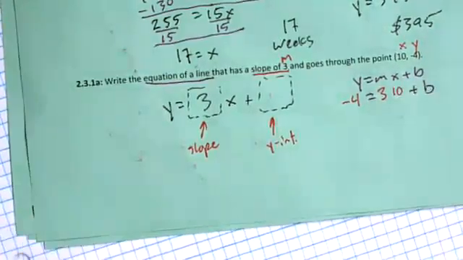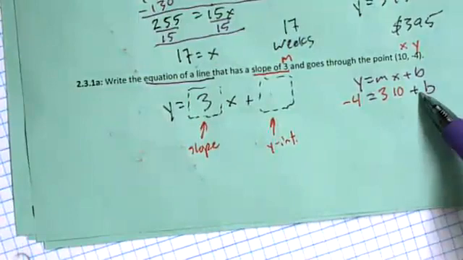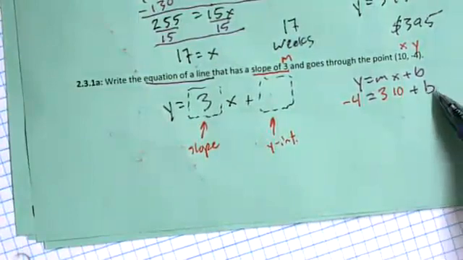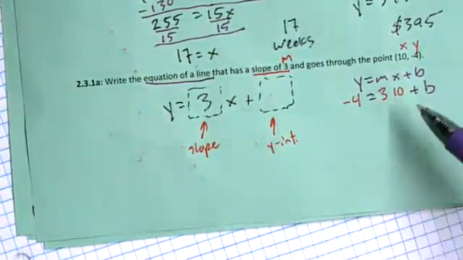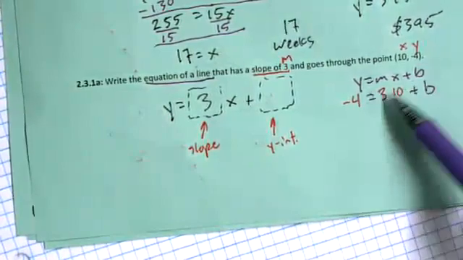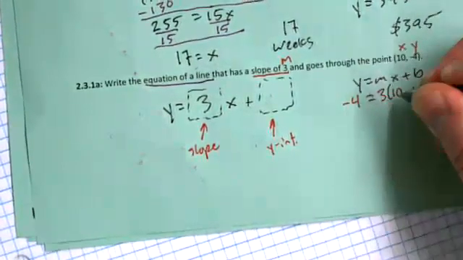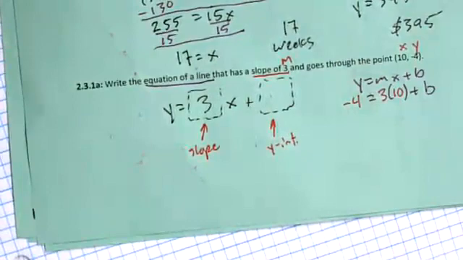I don't know what b is, so I've got to keep my plus b in there. But I just dropped my equal sign down. Now this is not 310, it's 3 times 10. To make it more like multiplication, I'm going to go ahead and put a parenthesis around that 10. So our first step was to take some values that we had for m and x and b and put them into the equation. Any questions on that first step?